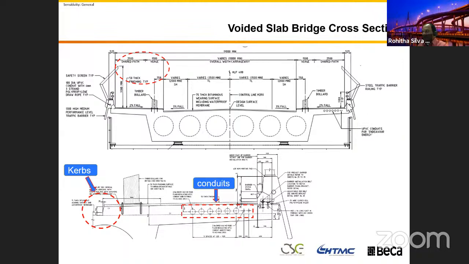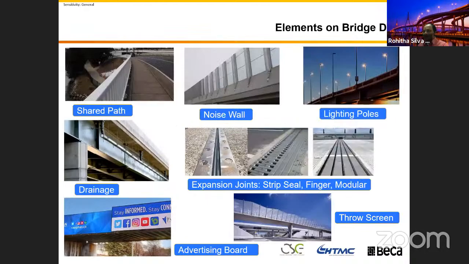You can see, in addition to that, we have the barrier. You can see this very funny shaped steel element, the throw screens. And the other elements, we see so many things on the bridge. On the bridge, we have not only the bridge deck and bridge beam. The beam may be an I-girder or a kind of box girder, of significantly large size. In addition to that, you have a shared path. You have a noise pole attached to the bridge barrier. You have a lighting pole attached to the bridge barrier.